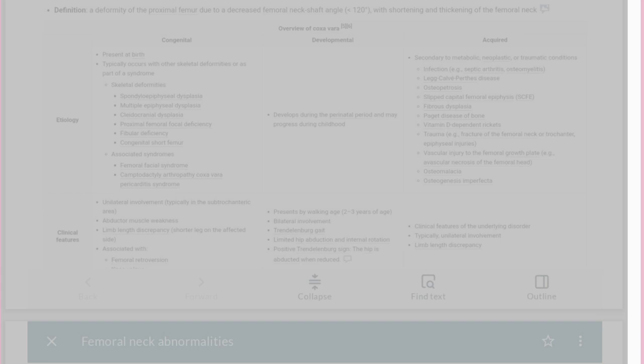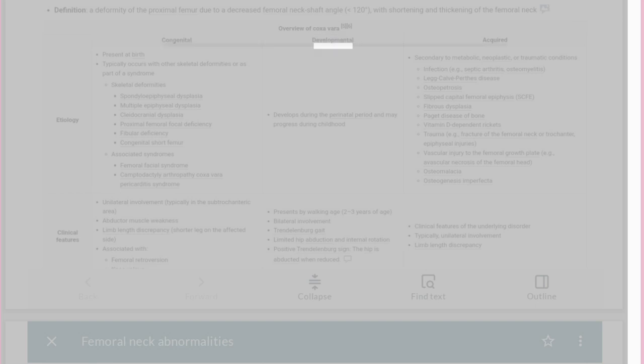The Hilgenreiner epiphyseal angle is the angle formed by the intersection of a line drawn through the triradiate cartilages, the Hilgenreiner line, and another line drawn through the capital femoral physis. It is used to measure the severity of femoral deformities. Normal angle: 25 degrees. Femoral neck anomalies are initially diagnosed using plain X-ray. Coxa vara. Definition: a deformity of the proximal femur due to a decreased femoral neck-shaft angle.